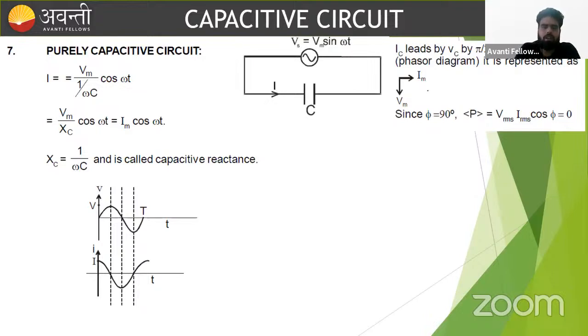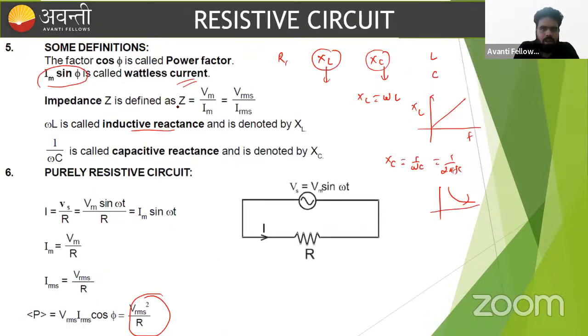Wattless current depends upon the phase difference, beta. As we discussed in the previous slide, wattless current is written as I sin phi, where phi is the phase angle. If the phase angle is 0, as in a pure resistive circuit, there is no wattless current. We have to keep this in mind.